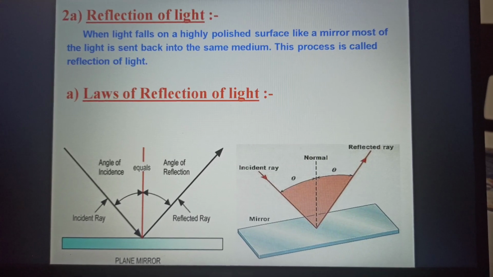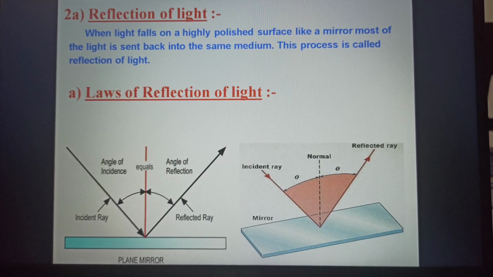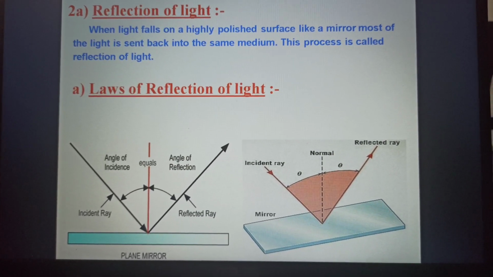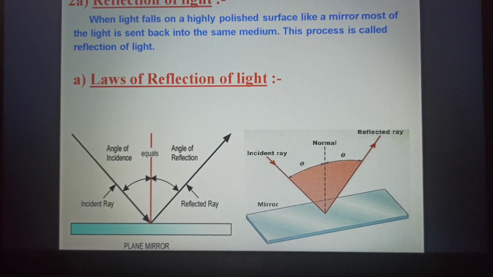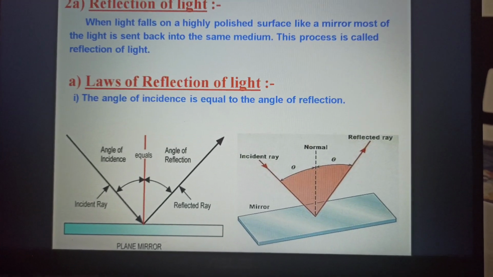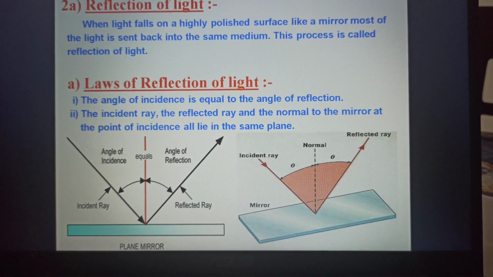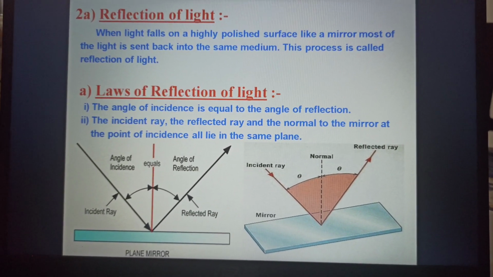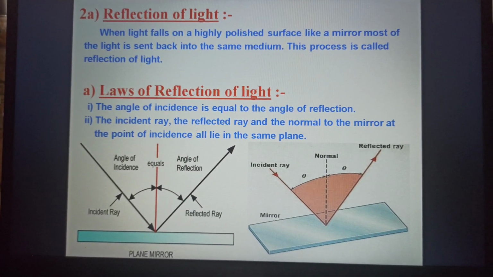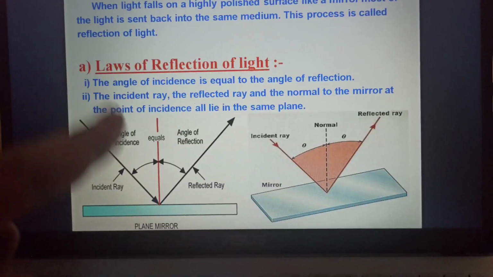So learn something in physics. The moment you remember the diagrams, things become easier and simpler, my dear students. With the help of the diagram, I can define the laws of reflection. The first law: the angle of incidence is equal to the angle of reflection. The second law: the incident ray, the reflected ray, and the normal at the point of incidence all lie in the same plane. Just by remembering the diagram, we have built our definition.